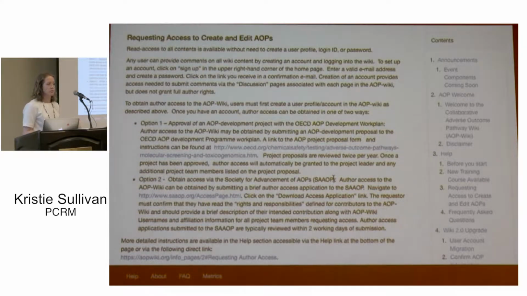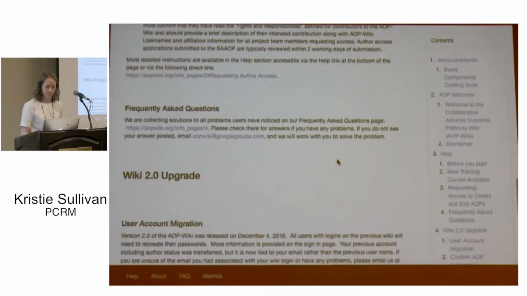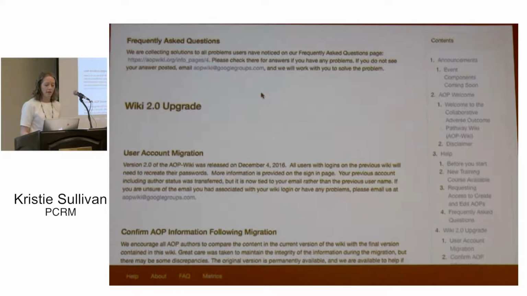As Kate mentioned, you need to request access in order to create an AOP and get a login. It's not meant to deter people, it's just meant to make sure that whoever is creating AOPs at least has some idea of what they're planning to do and some background knowledge of the project. So here's detailed instructions on how to access that, and some frequently asked questions. This page is really interesting because it actively goes through and outlines questions that the SAAOP has had and answers them.